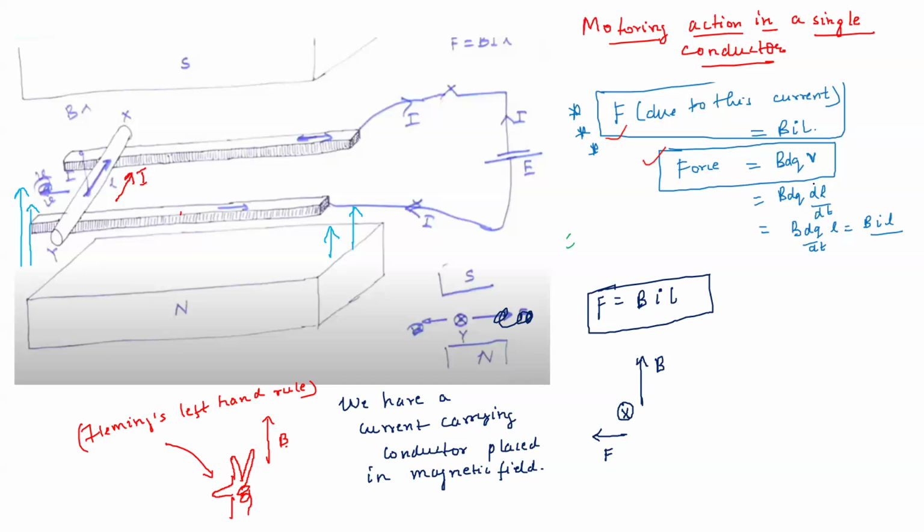Okay, you will see in your electromagnetic theory course that the force experienced by a charge which is moving in the presence of a magnetic field is given by this expression. Now you will rearrange this. When you rearrange this, velocity is dl by dt, right? Because this is the movement direction. Now dq by dt will give you the current, and this becomes BIL. But what you need to remember is, force is equal to BIL.